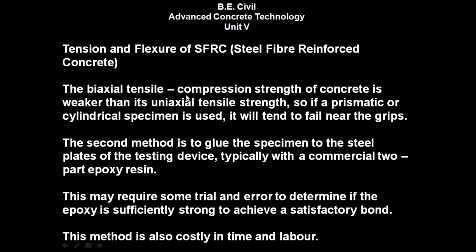The biaxial tension-compression stress of concrete is weaker than its uniaxial tensile strength, so if a prismatic or cylindrical specimen is used, it will tend to fail near the grips. The second method is to glue the specimen to the steel plate of a testing device, typically with a commercial 2-part epoxy resin. This may require some trial and error to determine if the epoxy is sufficiently strong to achieve a satisfactory bond. This method is also costly in time and labor.